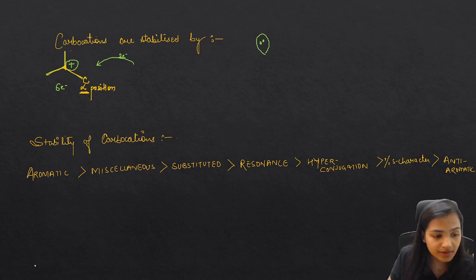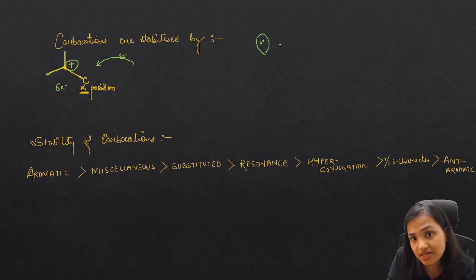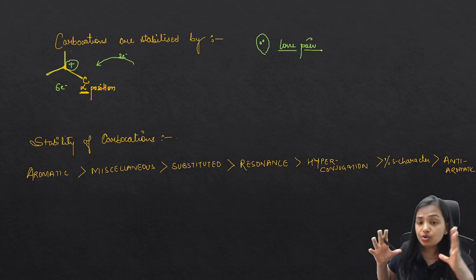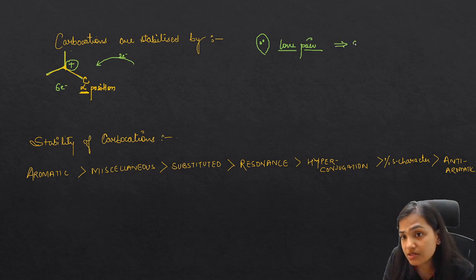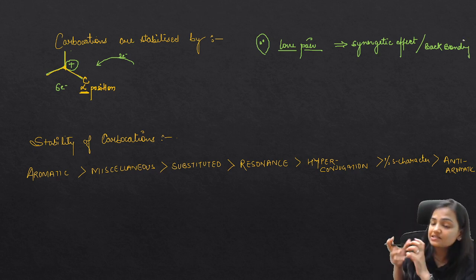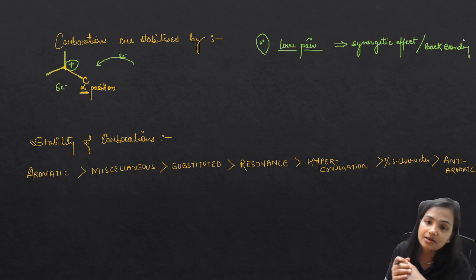If we have a lone pair, this will stabilize it. So carbocations usually get stabilized by a lone pair. How does a lone pair stabilize it? A lone pair shows the synergetic effect, or you can say that this shows the back bonding. Because of that synergetic effect or the back bonding, it stabilizes the carbocation.